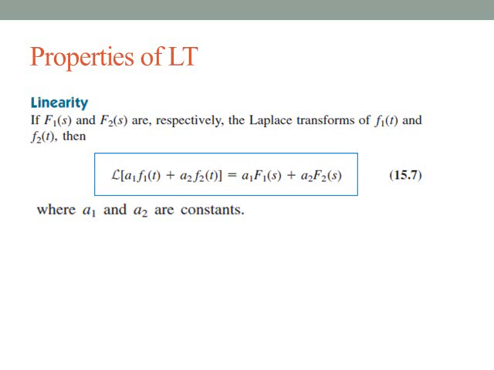Similarly, if f1 of t is multiplied by any constant a1, what would the impact be in Laplace transform? Only f1 of s would be multiplied with the same constant a1, and that's it. We don't have to do any additional calculations. If we know the transform of f1 of t, we just multiply that transform with a1. So this is the property of linearity, whose proper definition is given in equation 15.7.